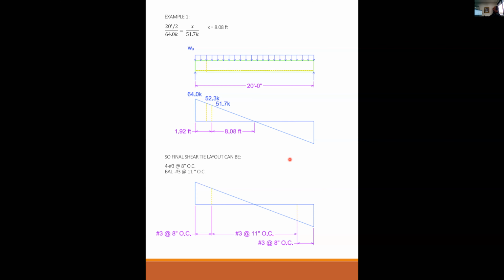But in this case, it doesn't make any sense at all to go to three tiers because you have such a little difference between your heavy and the light. I mean, what would your middle tier be? Number 3 at 9 inches? That doesn't make any sense. So in this case, two tiers. And in fact, if I was designing this beam in real life, I would have just gone number 3 at 8 inches the whole length of it. Because it's very little difference.